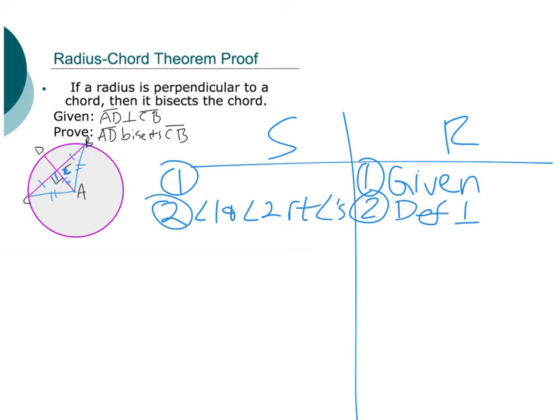First off, we've got right angles, right? So I'm going to go ahead and label these 1 and 2. Angle 1 and angle 2 are right angles. Definition of perpendicular. That's how I knew that. All right, so I got my right angles. Before I forget, AE is congruent to itself by reflexive.